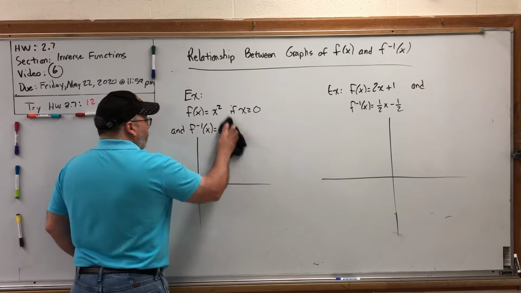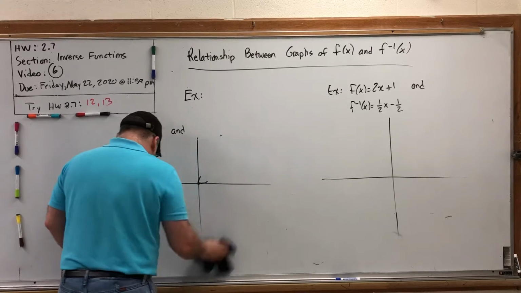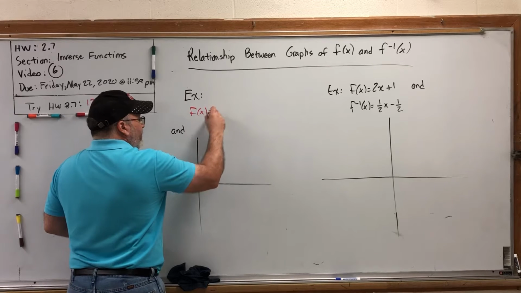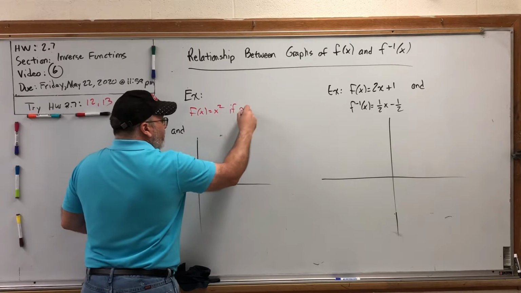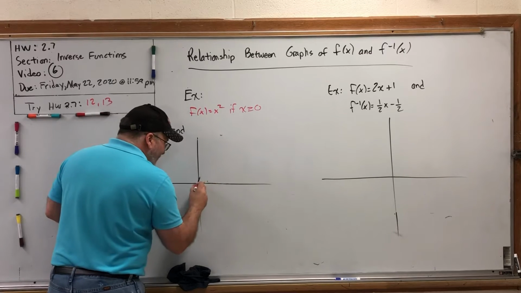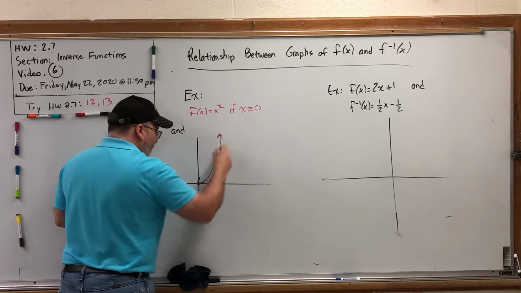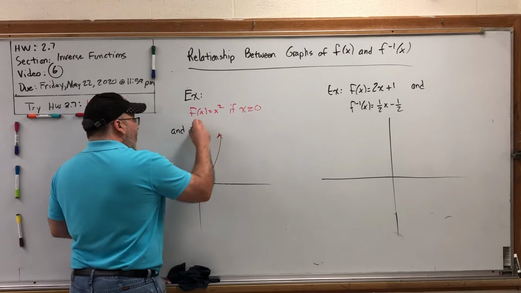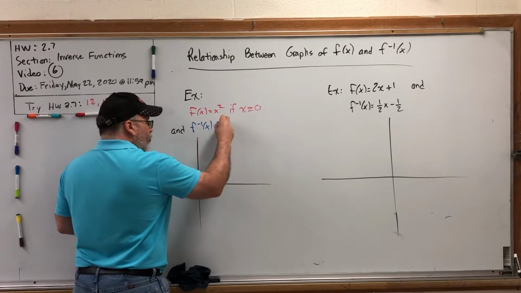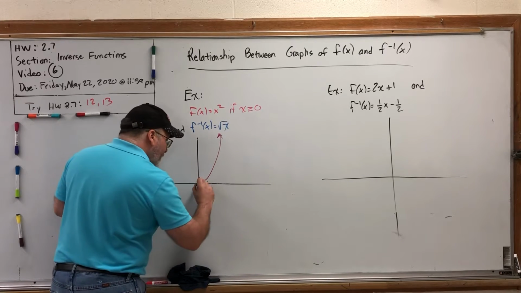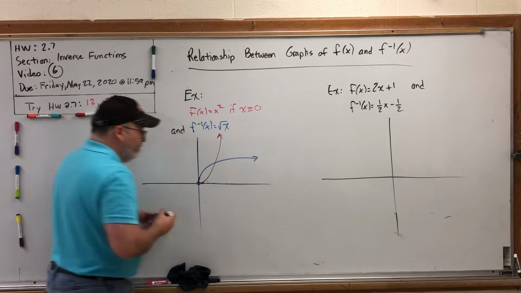Give me one second to reset these in different colors. So we'll do f of x equals x squared if x is greater than or equal to 0 in red. So that was the right half of your standard parabola. And we'll write f inverse of x equals the square root of x, whose graph was the top half of a parabola opening to the right.